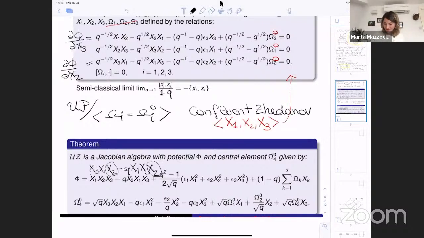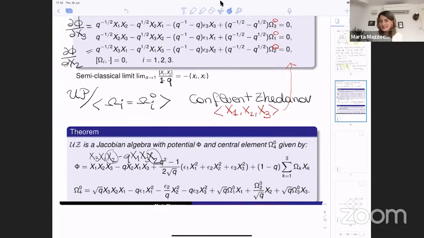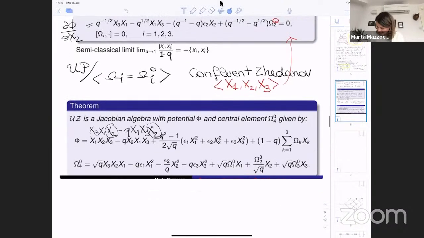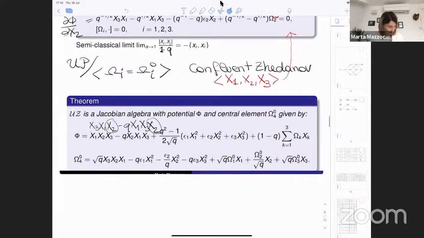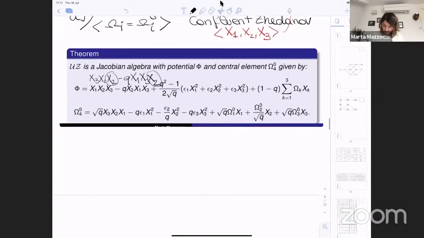Let me just remark something. Interestingly, the potential and the central element, once you quantize, are no longer the same. This is typical, but I wasn't used to this, and it took me a while to understand it. The second part I wanted to say is that there is the theorem about the PBW. So let me give you two theorems.